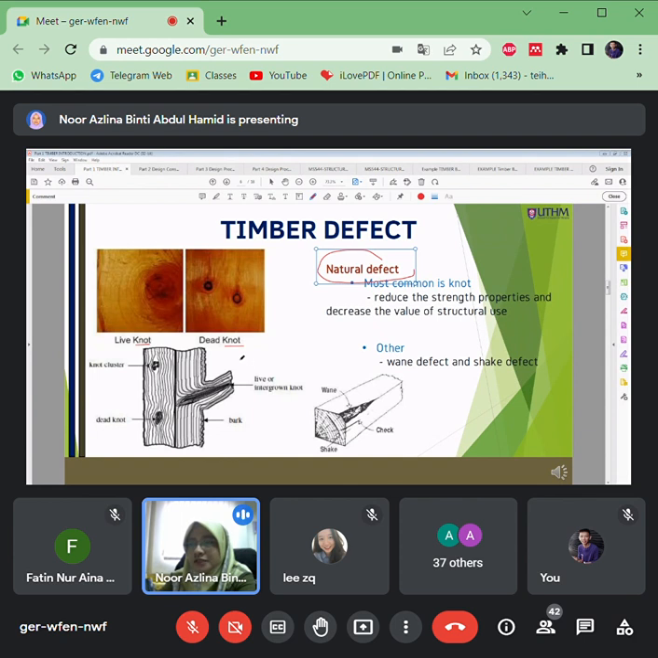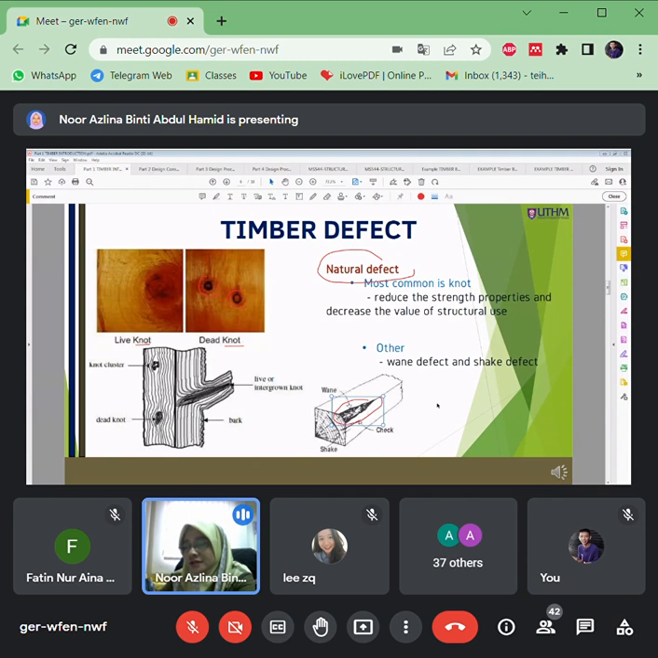Which is this knot can reduce the strength, can reduce the properties of the timber. Okay, if you look at the timber, you can see defects here. So this is the defects of the timber, and also other defect is the vein here.